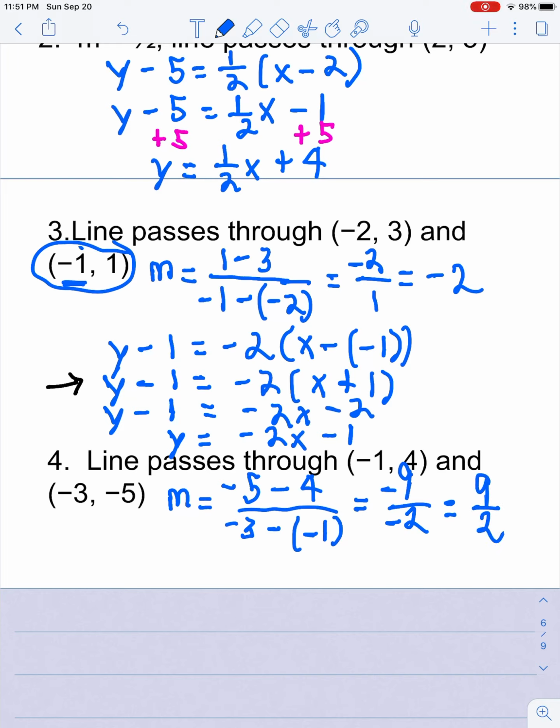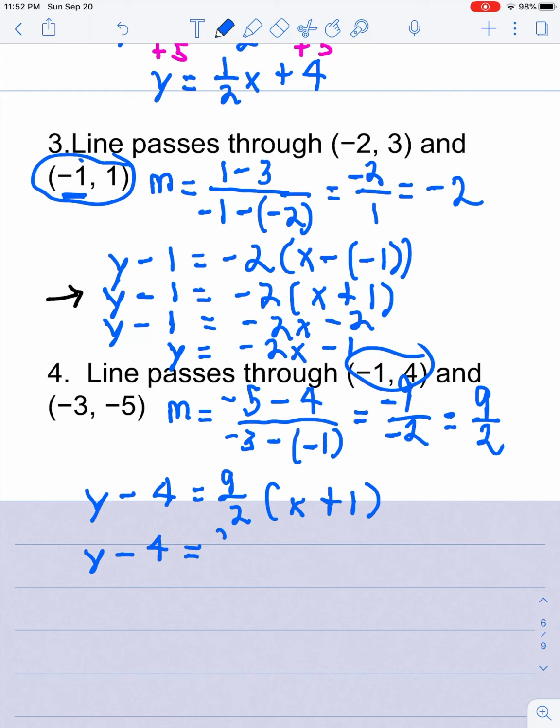Pick a point. I don't care. I'm going to pick the first one. So I'm going to plug in here. So I'm going to have y minus 4 equals 9/2 times the quantity x plus 1 minus a -1. So I have y minus 4 equals 9/2 x plus 9/2.